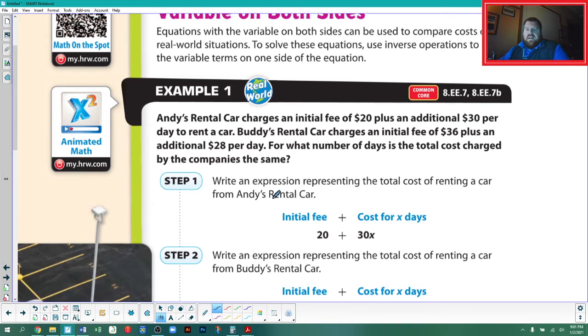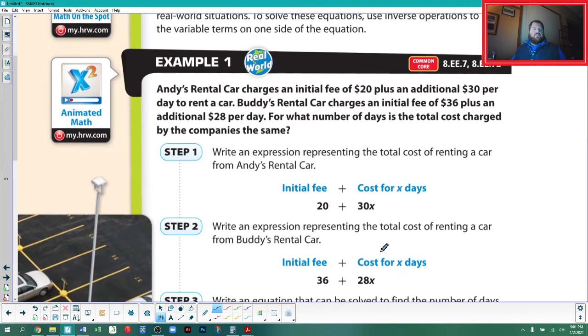And we want to find the number of days at which the total cost charged by the company is the same. So it really comes down to, one's cheaper than the other for a certain amount of time, and then one's going to overtake the other. We want to find what day they overtake each other. We'll go later to find out which one's cheaper before and which one's cheaper after, but we want to find that break-even point.